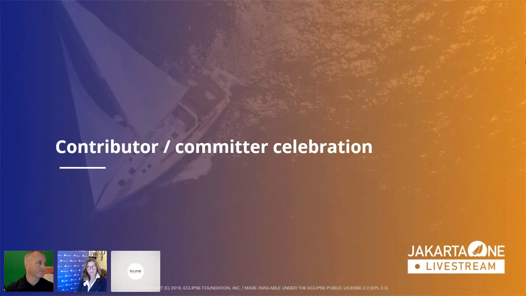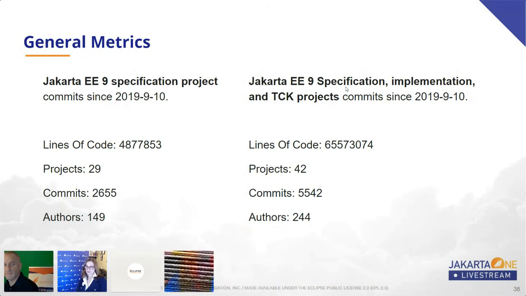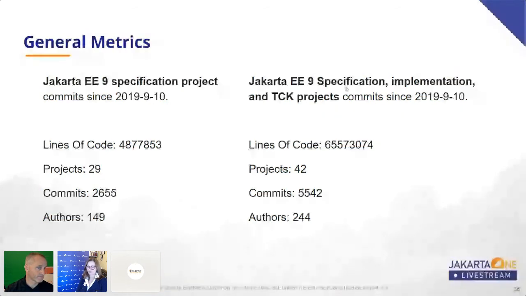So what we did is we looked at some stats in terms of what is going on with all the code and number of projects. We looked specifically into Jakarta EE specification projects stats, as well as all of the projects that are related to Jakarta EE, which is specifications, implementations, and TCKs. You can see that we have 29 specification projects, over 2,500 commits and just about 150 authors, where author is both contributors and committers.